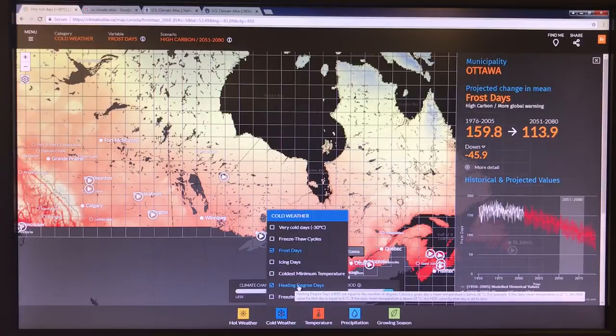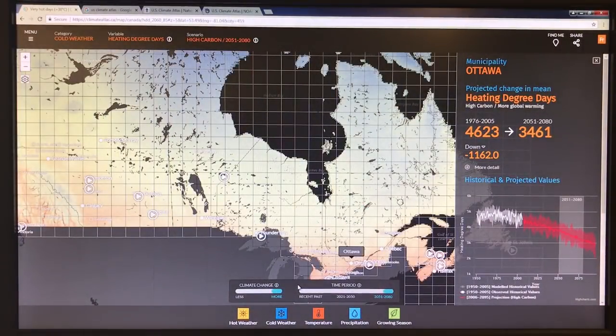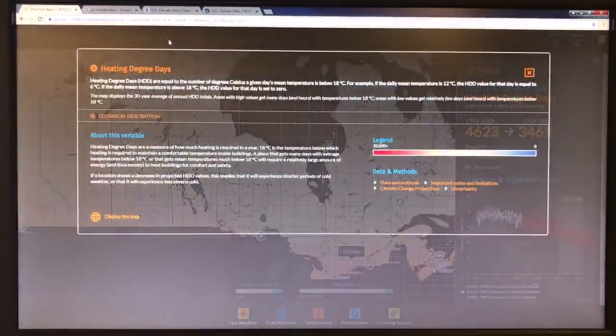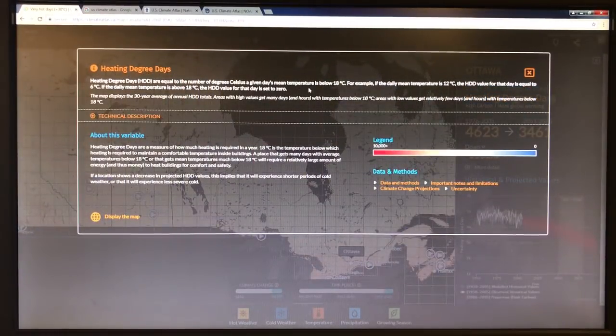Okay, heating degree days. It's when the temperature gets below 18, how much heat is required. It's the number of degrees Celsius when the mean temperature is below 18. So if the mean temperature is 12 degrees Celsius for one day, the difference to 18 is 6 degrees, so that would be 6 heating degree days. That gives you an idea as to how much your furnace has to work to heat your house.